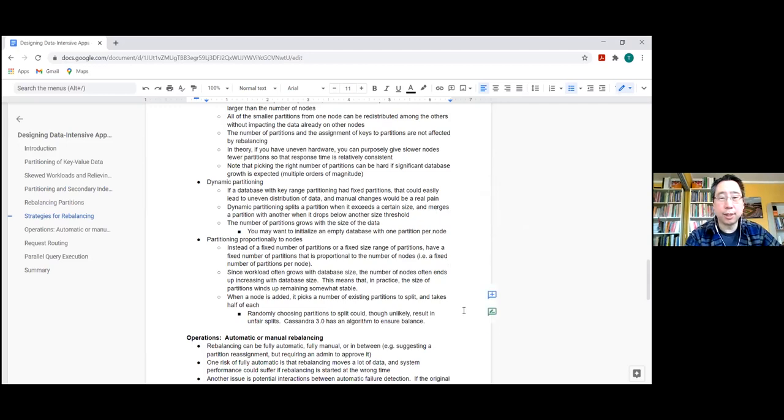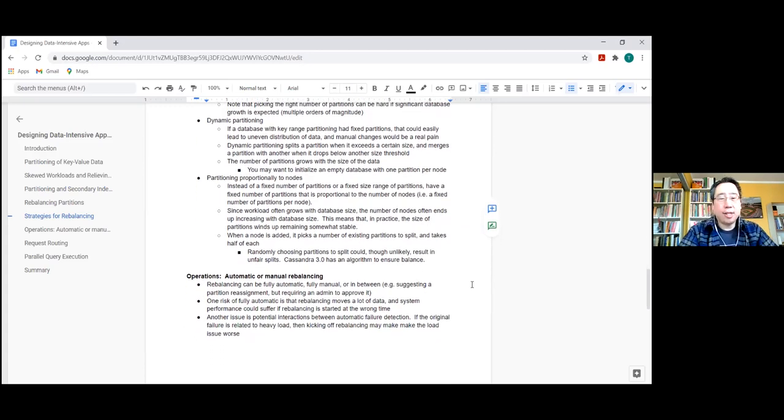Let's see here, what else is in the notes here? I don't know if all these databases support merging. I mean, usually you worry about databases growing. You don't really worry about databases shrinking. It was mentioned, but not really in much detail.